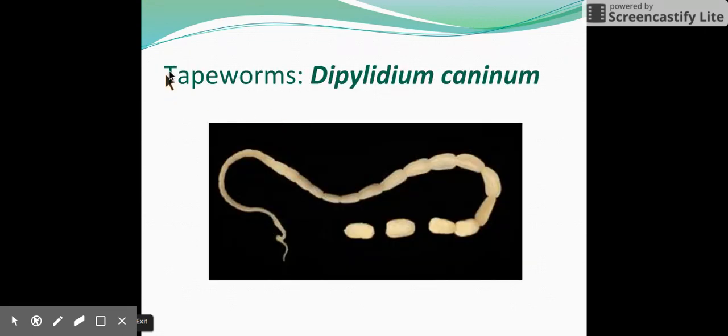Now, the lovely parasite we're going to be talking about during the small intestine is the tapeworm. Dipylidium caninum is the tapeworm that we'll be looking for in the cat. We may not see any. I have yet to find a tapeworm inside one of our cats, but it could be there. And so I want to talk a little bit about tapeworms.